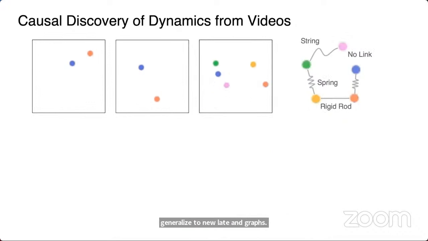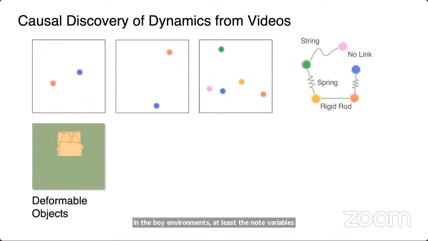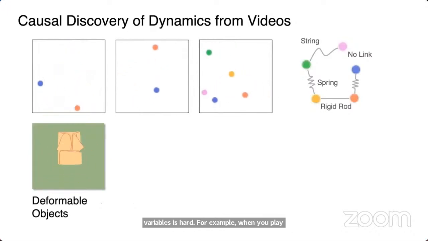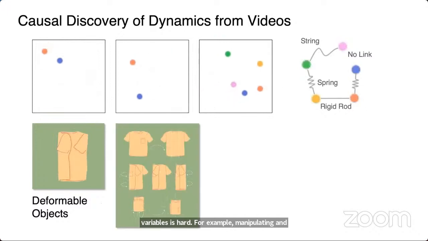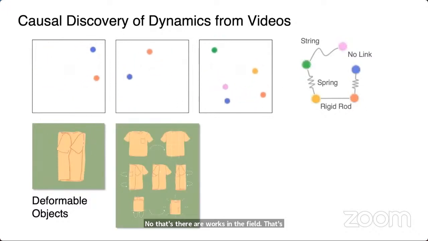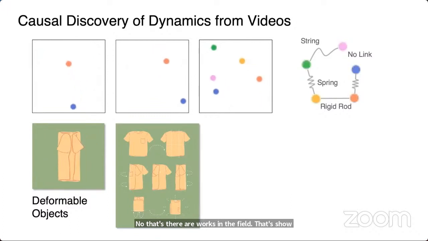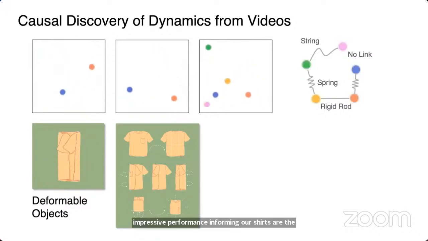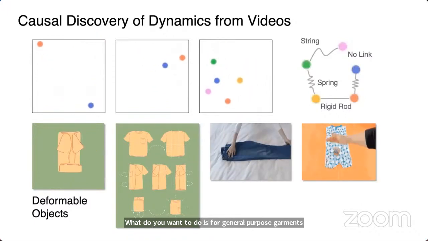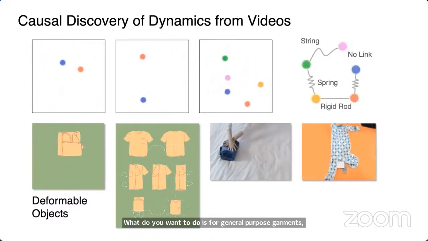In the ball environment, at least the node variables are visible. What about cases where estimating the node variables is hard? For example, manipulating and folding a shirt. Note that there are works in the field that show impressive performance in folding a shirt, but they typically only do the tasks for that particular clothes. What if you want to do it for general purpose garments like pants or full bodysuits using just one model?